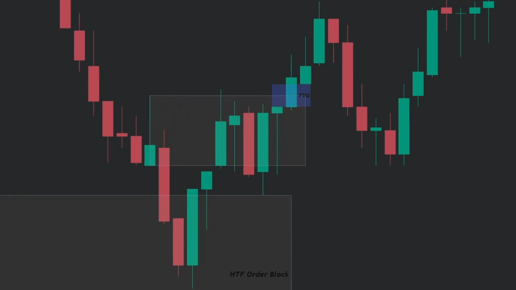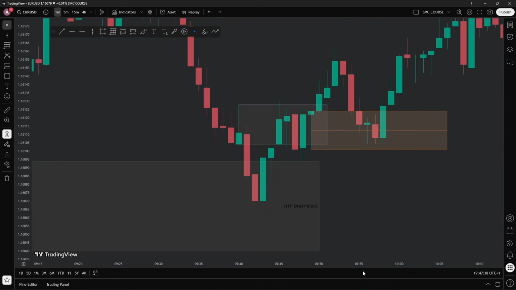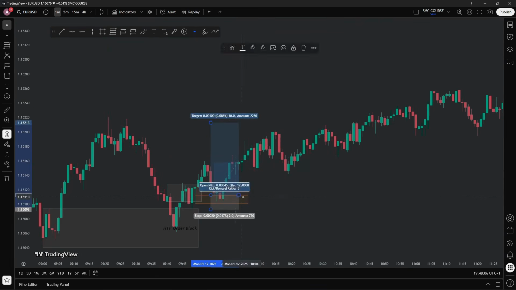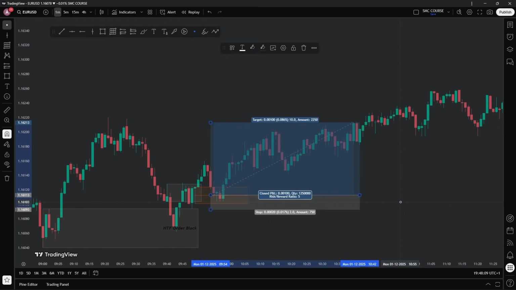A fair value gap forms as price accelerates upwards. The order block that generated this gap now confirms the flip. This new bullish order block becomes our decisional zone for high-probability long entries. Enter a long position at this order block as the flip is confirmed. Place the stop loss 2 pips below the entry point. Note that this 2 pip stop is specific to euro-dollar, and set the take profit at a 5-to-1.